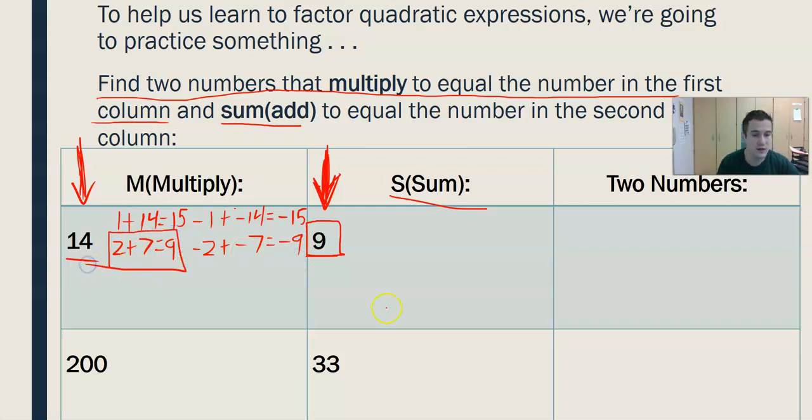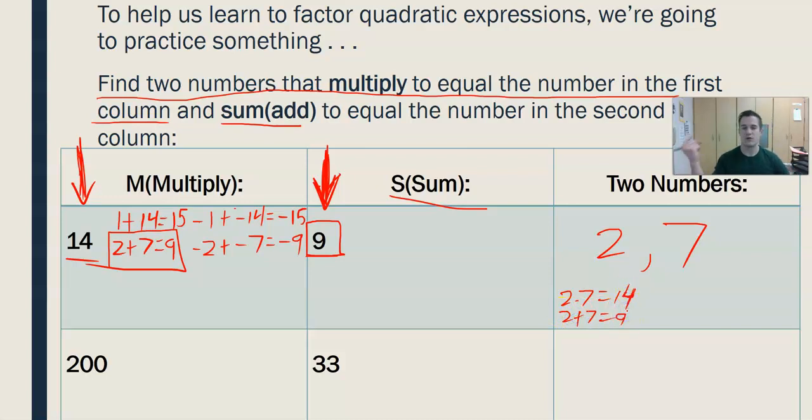Well, there we go. 2 plus 7 is equal to 9. So my two numbers that add up to 9 and multiply to make 14 are 2 and 7. 2 times 7 is 14. 2 plus 7 is 9.